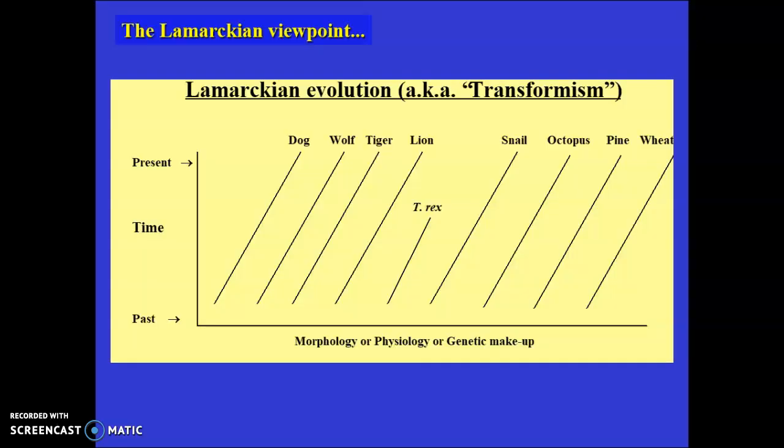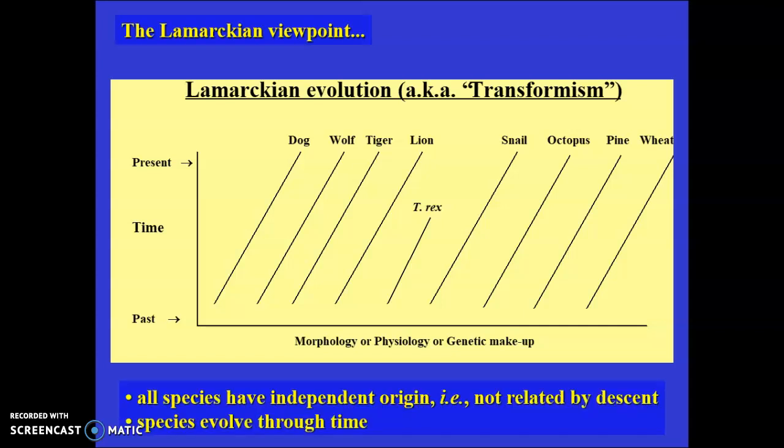Here's just kind of a chart showing you what Lamarck thought. He thought that although organisms did change over time, and he did recognize that, they just changed but remained the same species and just had small details change about them over time. He also acknowledged that some organisms became extinct, for example the T-Rex, and that's due to the fossils that he found. The main difference between Lamarck's theory and Darwin's theory is that Lamarck believed that all species have independent origin and that they are not related to each other. However, he did acknowledge they do evolve over time.